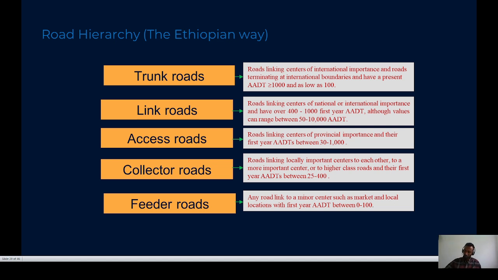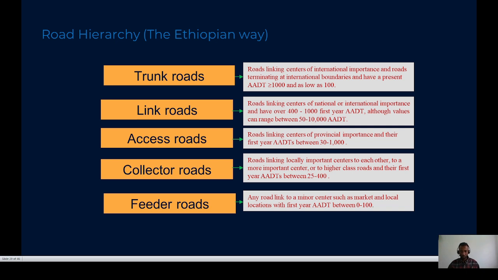Access roads will connect town to town. For example, Bahir Dar to Mekelle, Mekelle to Aksum. These will be access roads. Collector roads will connect, for example, from Aksum to Mekelle. There are different woredas, so we collect from the woreda to the main road, and that is a collector road. Feeder roads are used locally in markets or in residential areas.